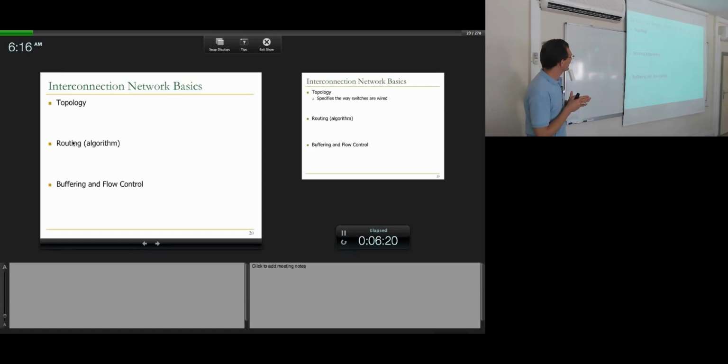Some basics. I just want to cover the basics so that we can go into the research issues. There are three major things in an interconnection network: topology, routing, and buffering and control flow that determine the network. And these are very tightly related, actually. Topology is what the network looks like.